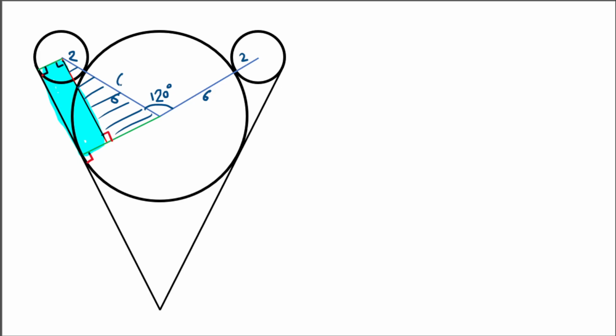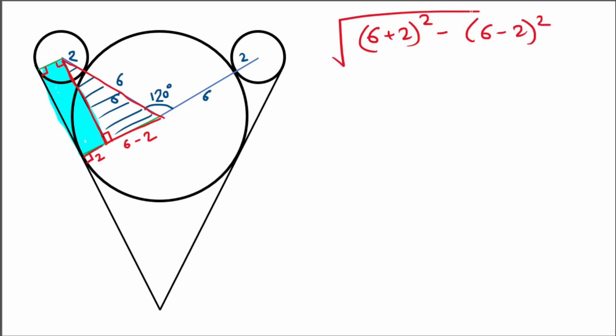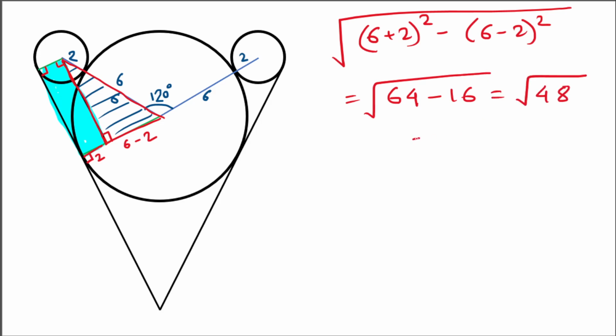This length is 6 and this is 2, so this whole length will be 8. And what will be this length? This length is simply 6 minus 2, because this length is 2. So we'll have this length as the square root of (6 plus 2) whole square minus (6 minus 2) whole square. That is 64 minus 16 under root, which turns out to be root 48, which in turn becomes 4 root 3. So we have the length of the tangent.